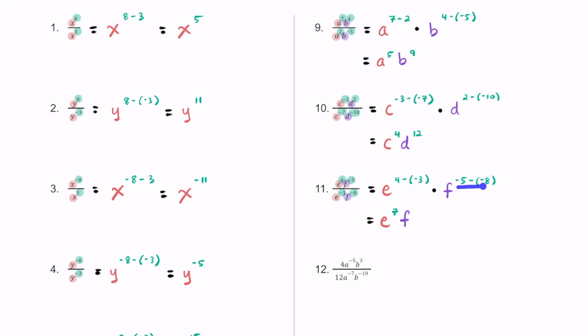Well, this is negative 5 take away negative 8, or negative 5 plus 8, and that's equal to positive 3. So we have e to the 7th power times f to the positive 3rd power.